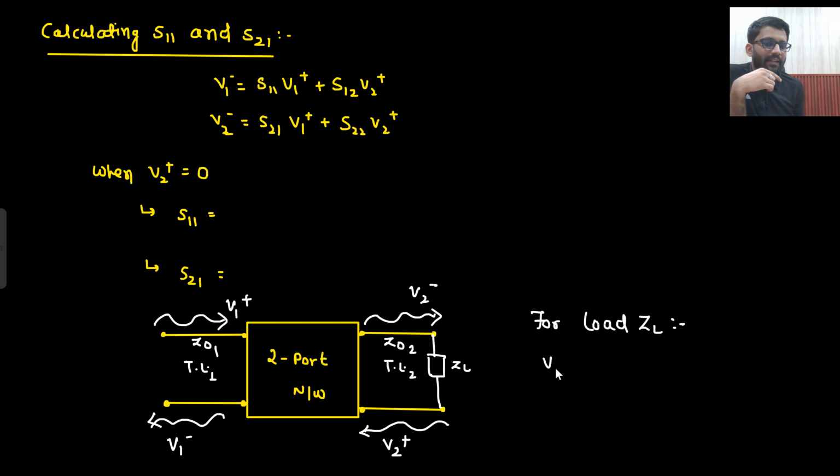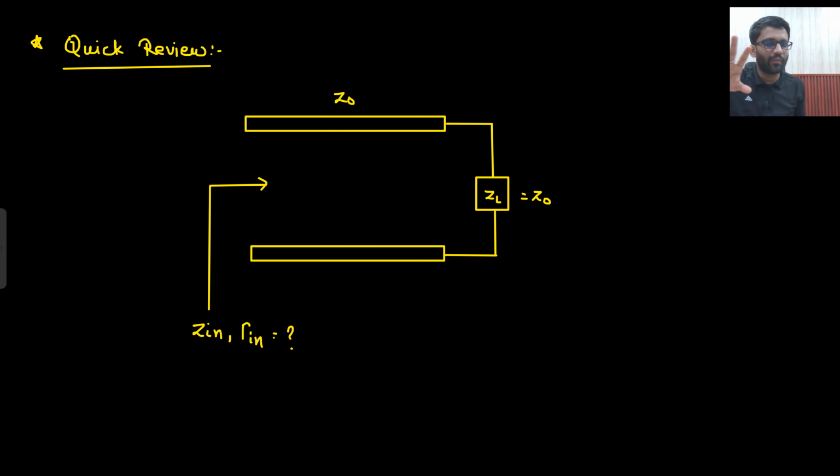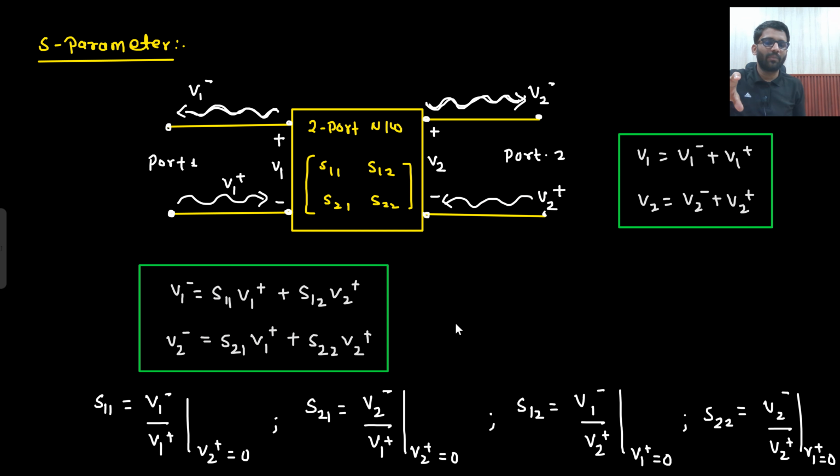V2 minus is the incident wave, right? Because on the load V2 minus is coming and V2 plus is being reflected back. Regarding the port, what were we doing when we were studying about the port? These two were the transmission lines, and from here we were applying something. So what did we apply? V1 plus we applied, V1 minus was reflected back. Here V2 plus we applied and V2 minus was reflected back.